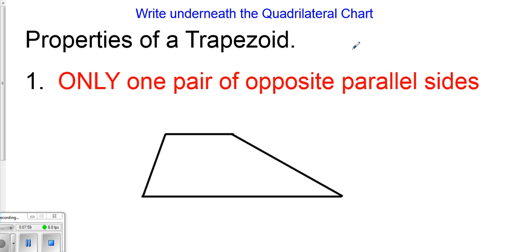This one I don't think was put on your sheet. I want you to write this in on the next page underneath the quadrilateral chart, properties of a trapezoid. There's really only one. The only thing we know for sure, if they were to tell us this is a trapezoid, is that this side is parallel to this side. Only one pair of opposite parallel sides. That's the only thing that it tells us for sure. That's all we can get.